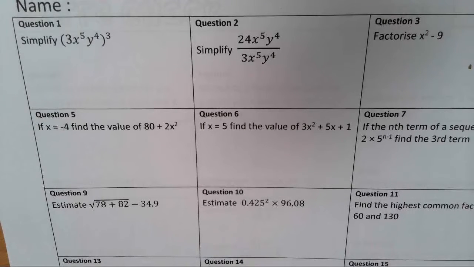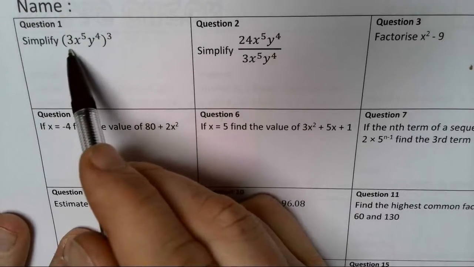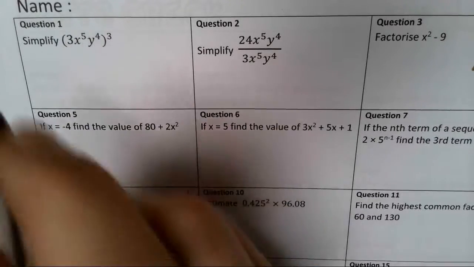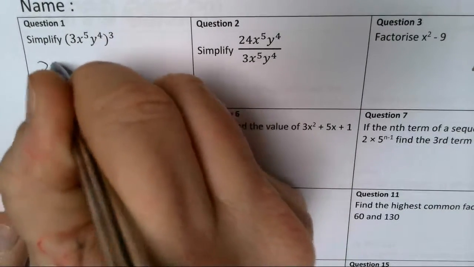Homework booklet 94.4, question 1. Got (3x^5 y^4) all cubed. So, as we've been working with this, I'm going to cube my coefficient. So 3 cubed is 3, 9, 27.